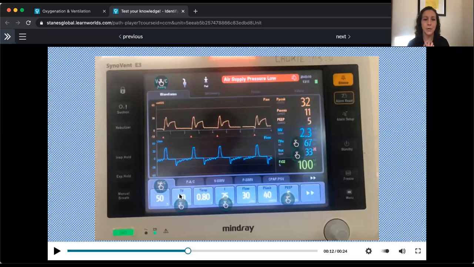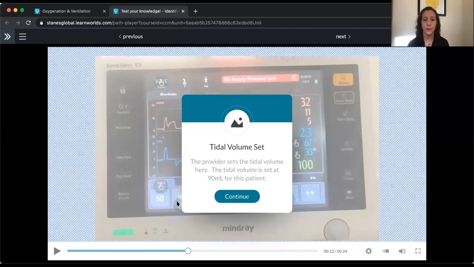That may seem low to you, but if you were paying close attention, you would notice this is a pediatrics patient. You see the little baby, okay? So let's click here, tidal volume set. The provider sets the tidal volume here. The tidal volume is set at 90 milliliters for this patient.